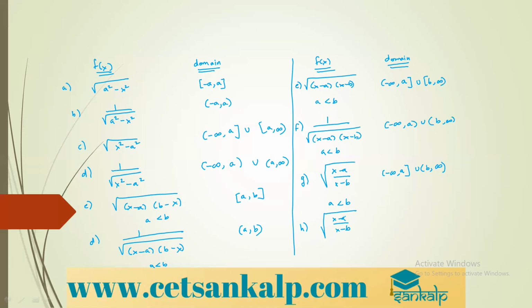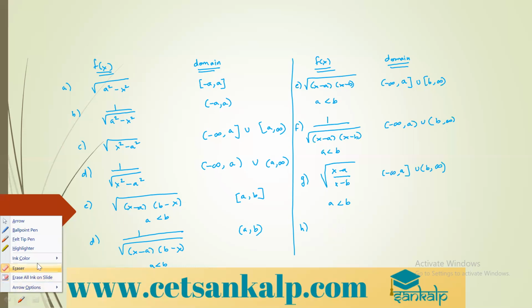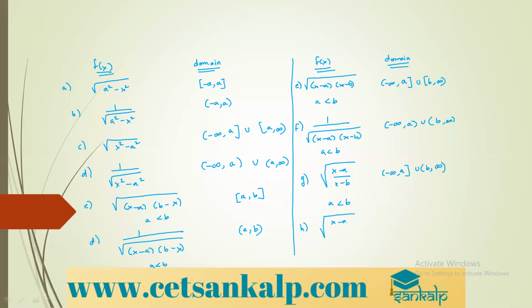If it is interchanged, that means x minus b will come up and a will come down. That is a different issue. We are not taking that case. We are not taking the interchanging case. So what we will do is, we will take the same case, square root of (x minus a) by (x minus b), when a is less than b.